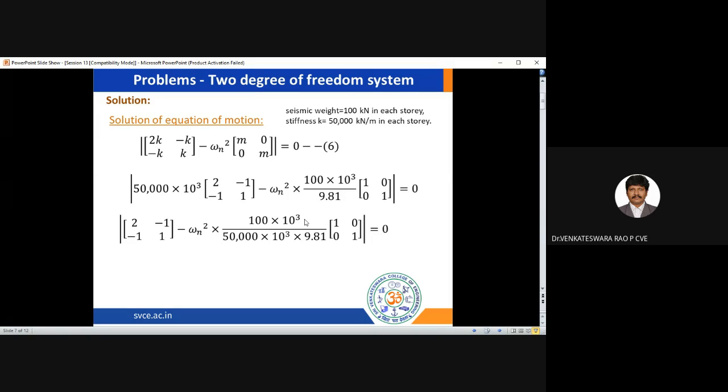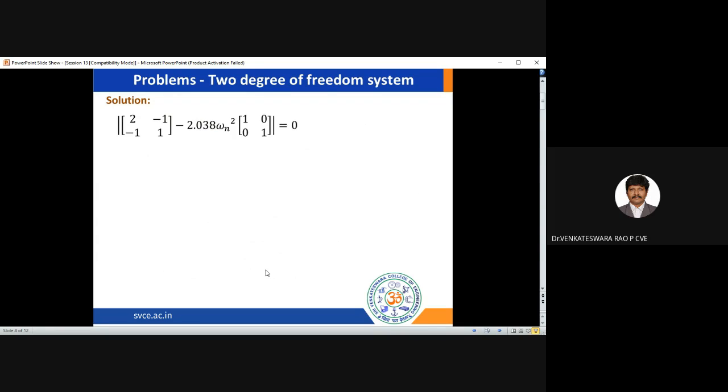omega n square into that, we need to simplify. And if I simplify it, I got it as 2.03 10 to the power minus 4 omega n square. So for easy simplification, this entire thing, 2.038 10 to the power minus 4 omega n square, I'm assuming it as some lambda, something lambda, gamma, rho, whatever it is. You can assume something, because these are all only for easy simplification. Okay, so I'm taking it as a lambda, let us say.